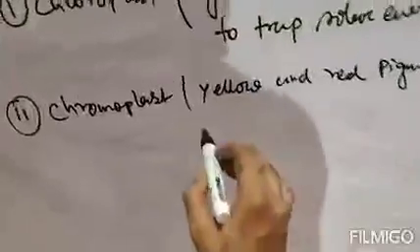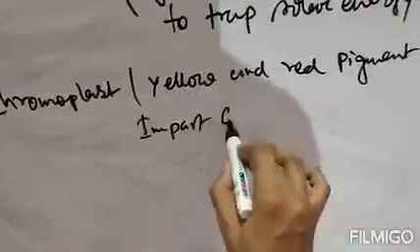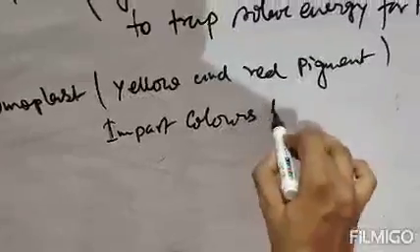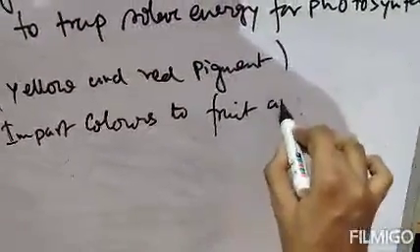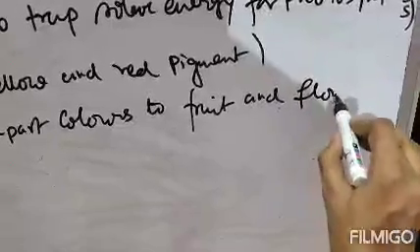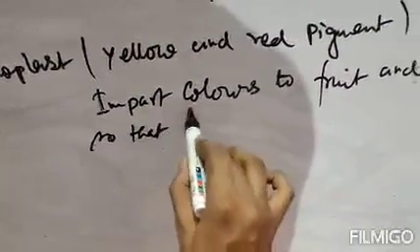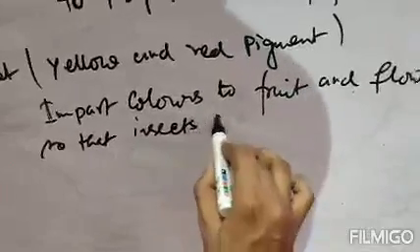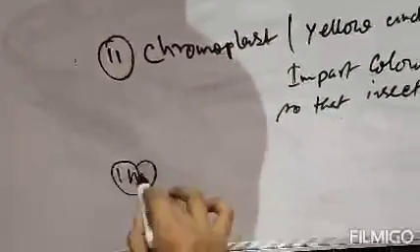So its main function is to impart colors to fruit and flower so that insects are attracted. Clear? And lastly, last one is your leucoplast.